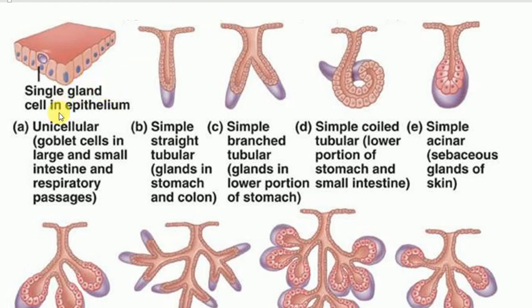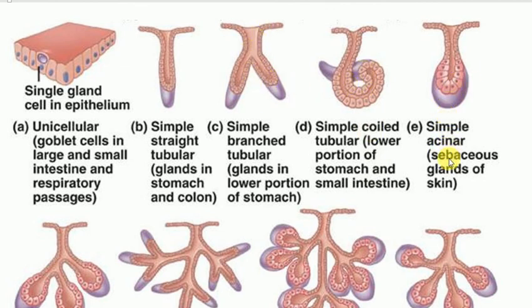Unaona kuna unicellular hapo, unicellular kama goblet cell, kuna simple straight tubular, kuna simple branched tubular, na wametoa mfano glands in the stomach and the colon. Ndio maana tumesema kuna crypts of Lieberkuhn. Hapa unaona kwenye simple branched tubular tumesema glands in lower portion of the stomach. Mwanzo hapo ndo tumeona kuna gastric gland, lakini kuna simple coiled tubular tumesema lower portion of the stomach and the small intestine. Hii haikuwa kwenye explanation iliyo juu.